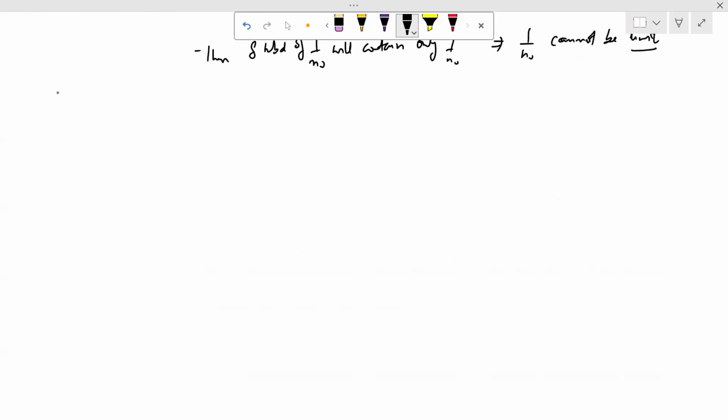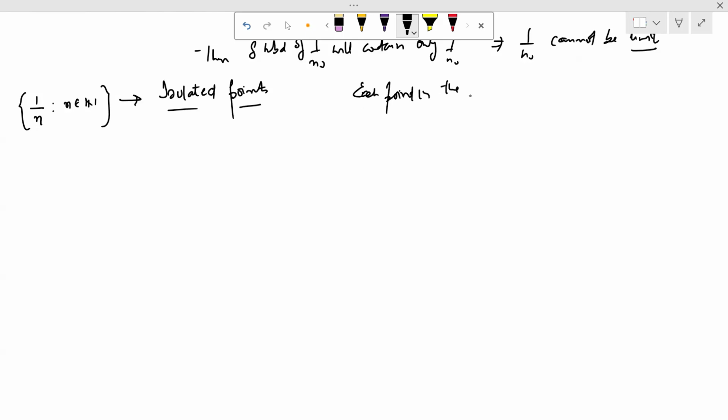Okay. So all these points 1 upon n are called isolated points. They are not limit points, rather they're called isolated points. I'm not defining them much, but I'm just giving you a little bit of understanding. So points of S of the type 1 upon n are called isolated points. Also remember that each point in an open set is also a limit point.